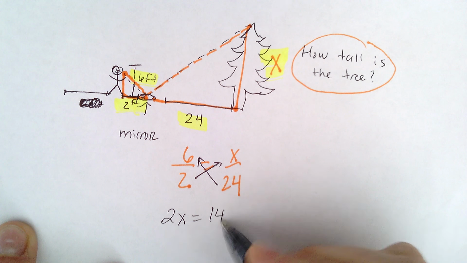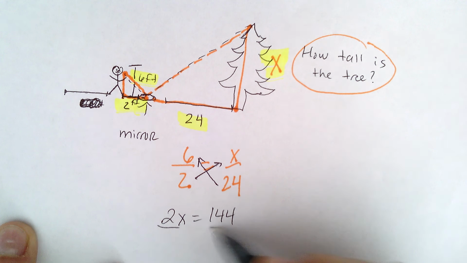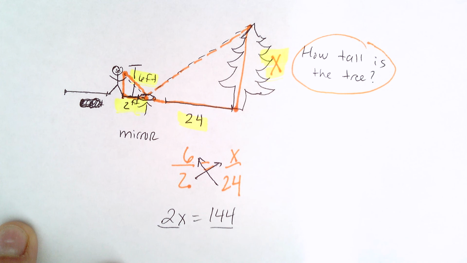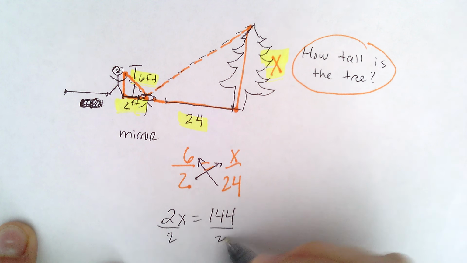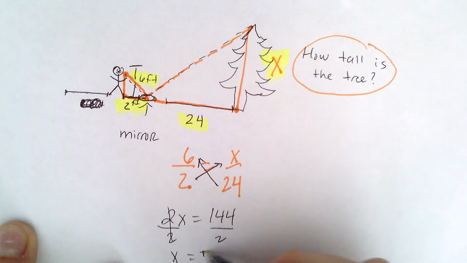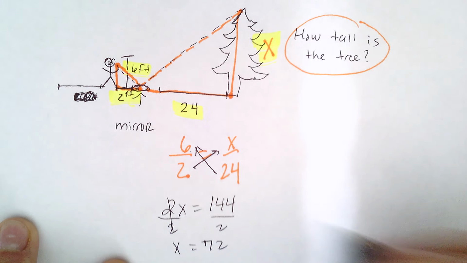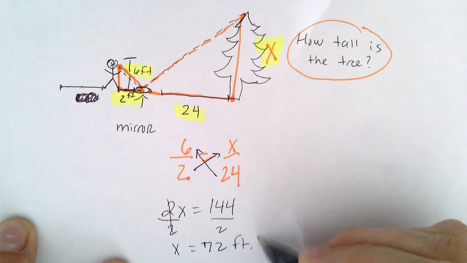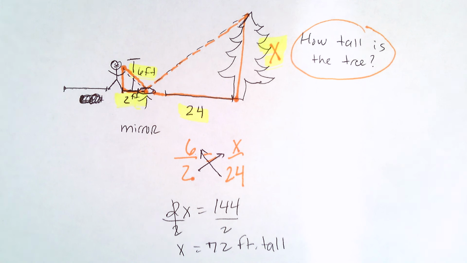And then 6 times 24 is 144. Divide both sides by the number with the variable. You'll hear me say that a lot. So x will equal 72. So guess how tall the tree is? 72 feet tall.